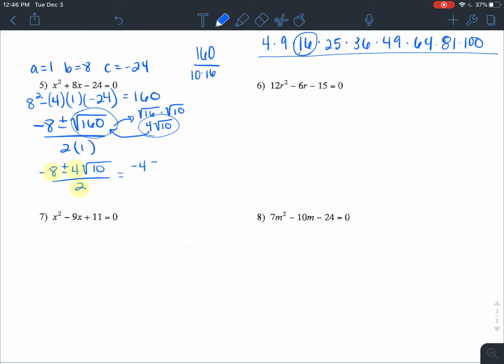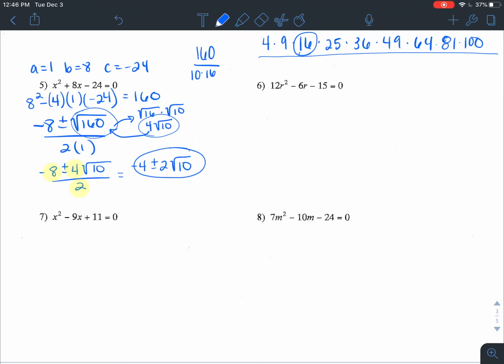So this would be negative 4 plus or minus 2 radical 10. And 2 for the bottom, 2 divided by 2 is just 1, so I don't really need to write that. So that right there is your final answer. And I have seen stuff like that on the Coyote test. So the stuff is relevant to what you need.